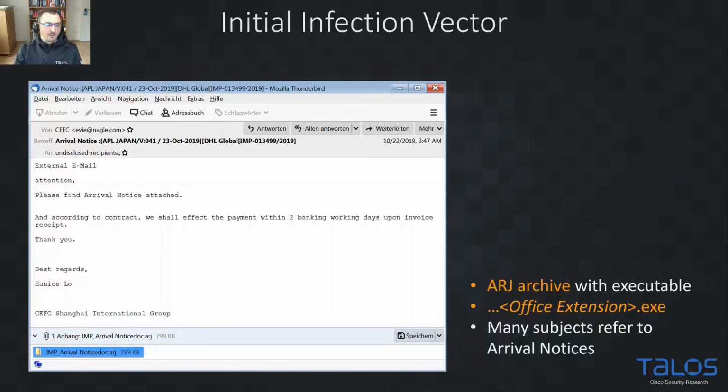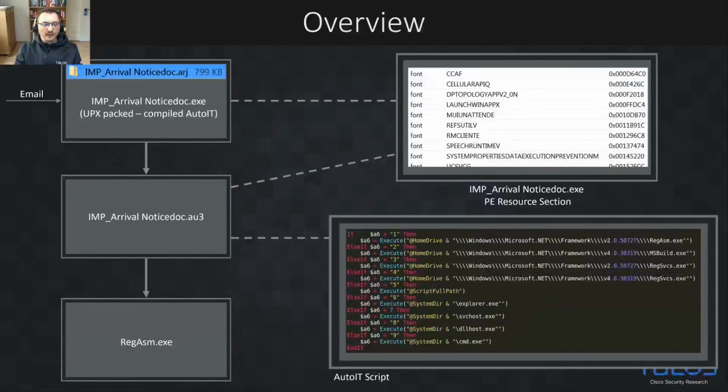In this case, the malware campaign started with an email, the one which you can see here on the screen. And this email included an attachment, a RAR archive, which had an executable file inside, which was called arrivalnotice.exe, and which was a UPX-packed compiled AutoIT script. Of course, the arrivalnotice.exe name corresponded to the phishing text inside of the email to trick the user to open that, thinking that it is actually an Office document and not an executable.